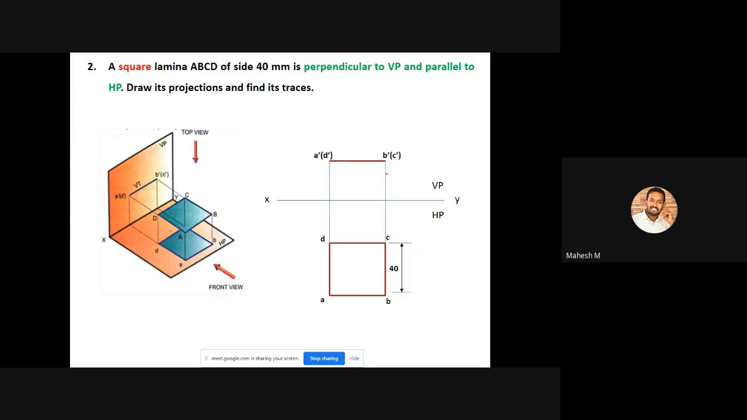In this problem, it is parallel to HP, so you will not get the horizontal trace here. It is perpendicular to VP, so you can directly mark VT here. That is what is mentioned in this diagram. It is the vertical trace, so our front view is our vertical trace. Is it clear? Any doubt?